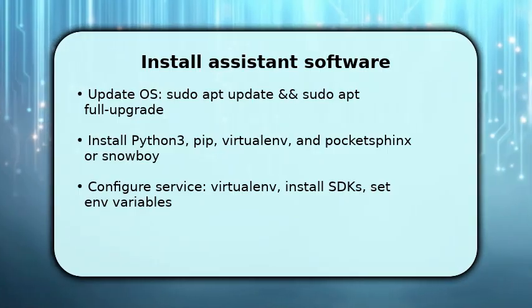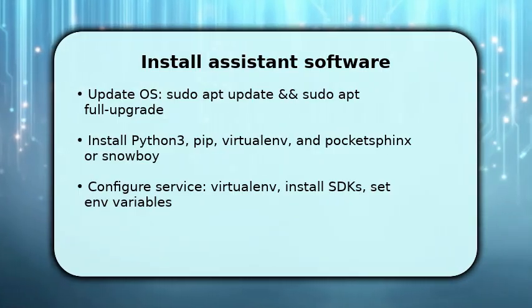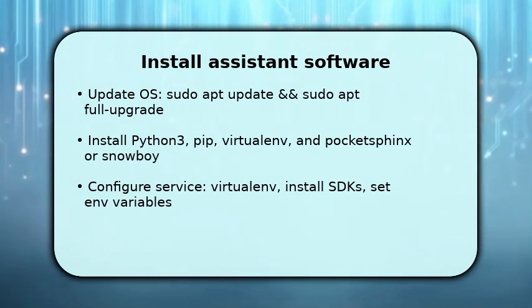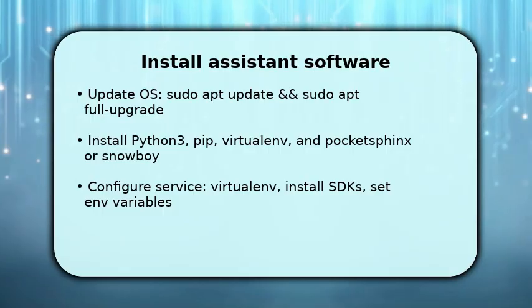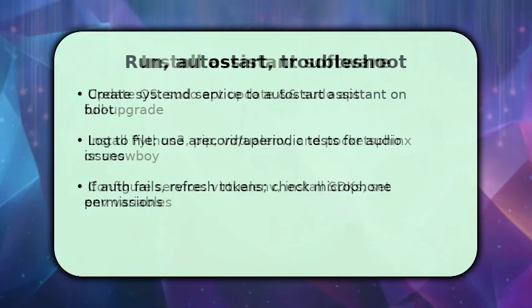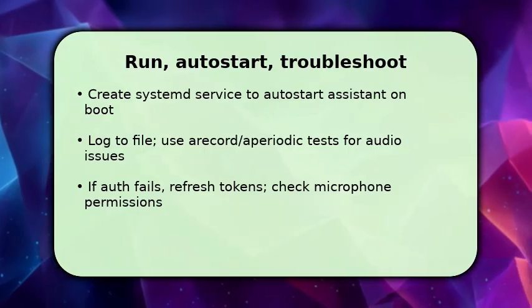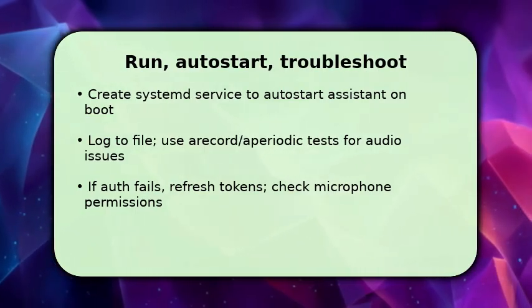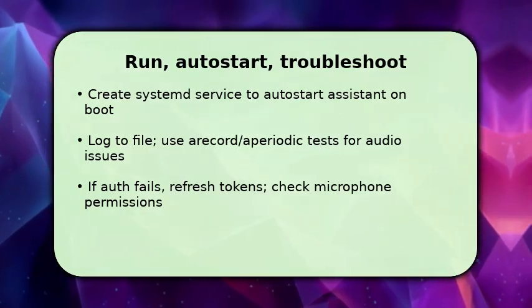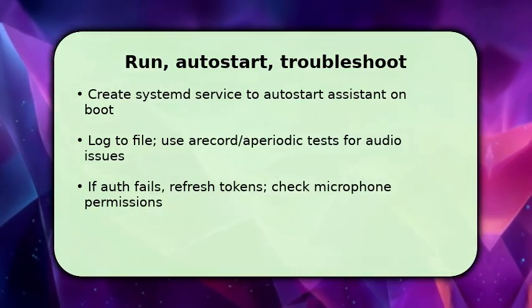Make sure ALSA and PulseAudio routing are set so the microphone feeds the SDK and the speaker plays responses. Test the SDK with a simple text request to verify credentials. Finish by wiring the assistant into auto start and validating end-to-end audio. Create a systemd service that launches your virtualenv and runs the assistant script so it starts on boot.